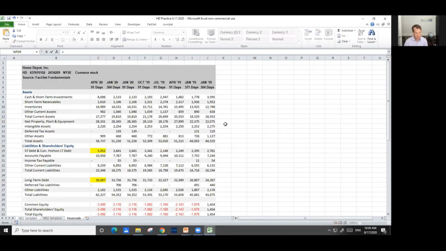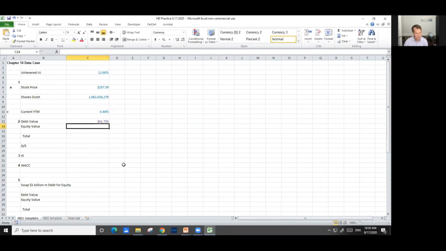So for debt value, I will add up short-term debt and long-term debt. That gives me 41,750. You'll notice that I started putting in numbers not in millions or thousands, but in actual numbers. The balance sheet is reported in millions, so I'll multiply the amount on the balance sheet by 1 million. So we'll have everything in real units. So that value is 41,750,000,000.